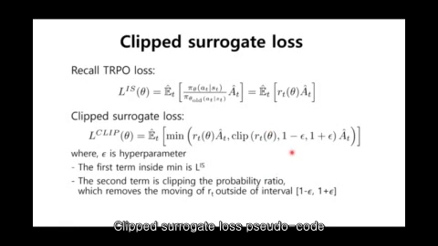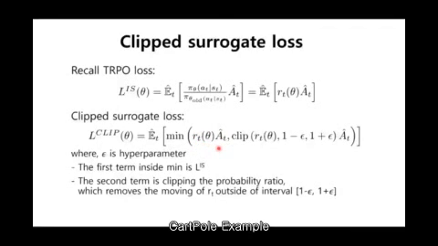Let me talk in more detail about this loss. The first term inside of the mean is the importance sampling loss. It is similar to the TRPO loss. The second term is clipping the probability ratio, which removes the incentive of moving r_t outside of the interval between 1 minus epsilon and 1 plus epsilon.